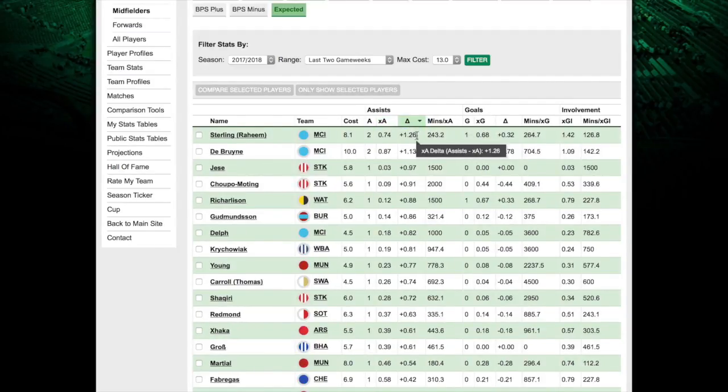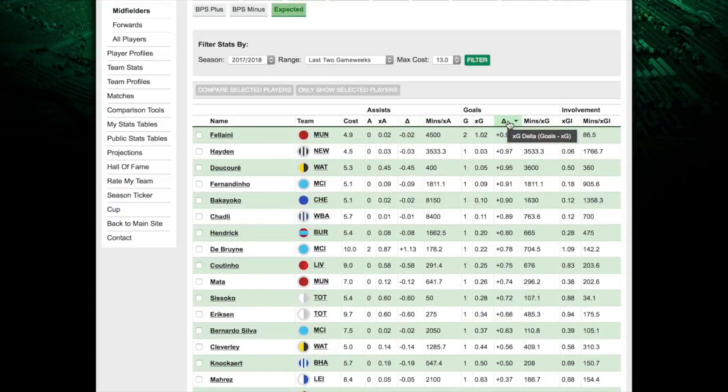So we see here straight away that Sterling got 2 assists. He wasn't expected to get that. A difference of 1.26, so he overperformed in terms of assists. Similarly for goals, if we do this here, we can see that Fellaini was the top overperformer, if you like. Hayden also in there as well based on the last 2 game weeks, because of the difficulty of that chance, of course, that he scored at Southampton.